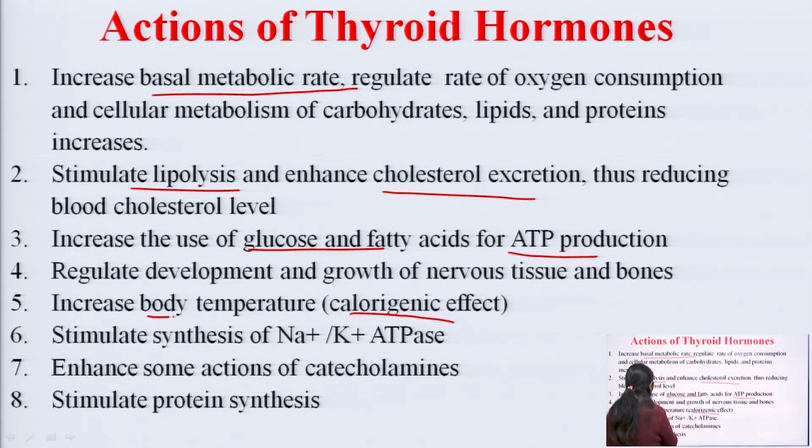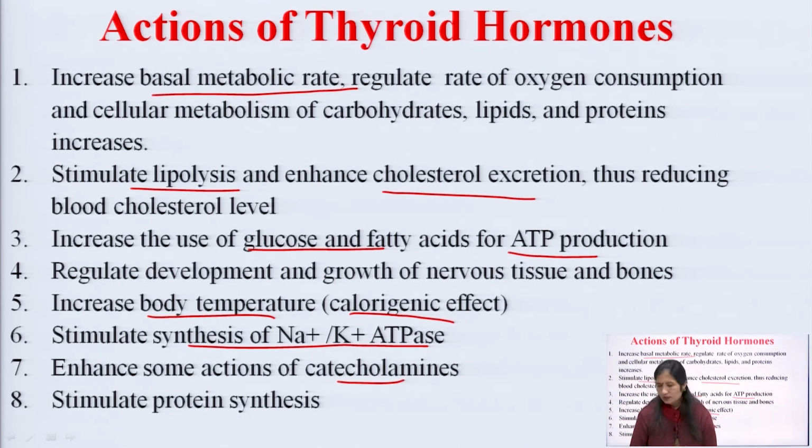It regulates body temperature, it increases the body temperature. In the absence of thyroid hormone, we will shiver and feel more cold. It also stimulates the synthesis of sodium potassium ATPase on the cell surfaces, which causes the outflow of sodium and inflow of potassium. It enhances the action of the catecholamines and stimulates protein synthesis. So, these were the actions of thyroid hormone.